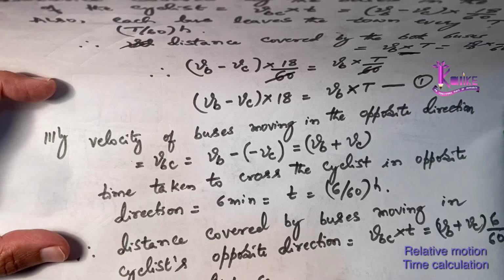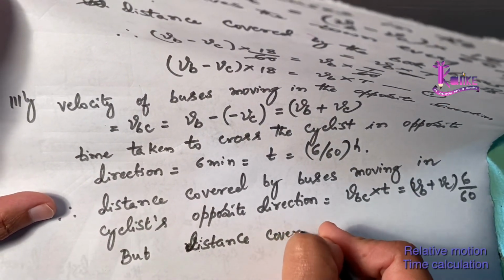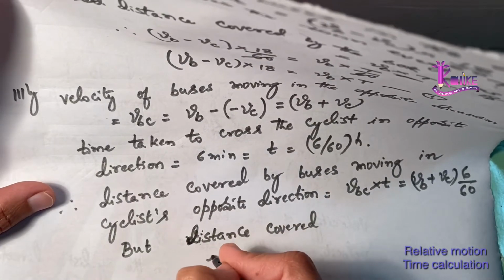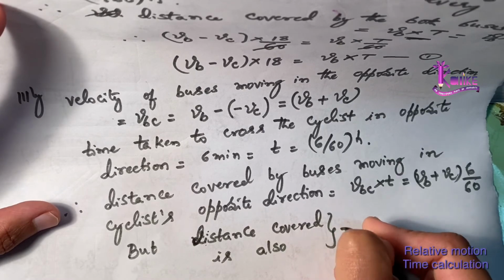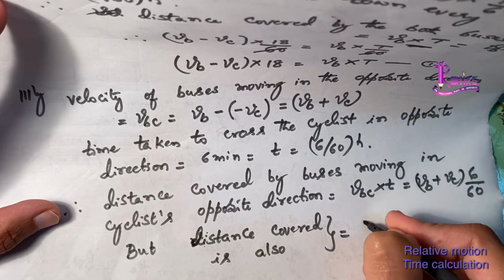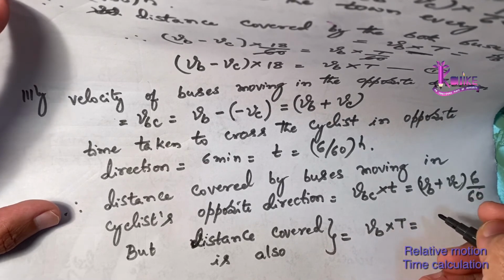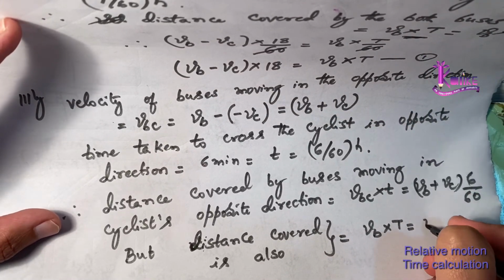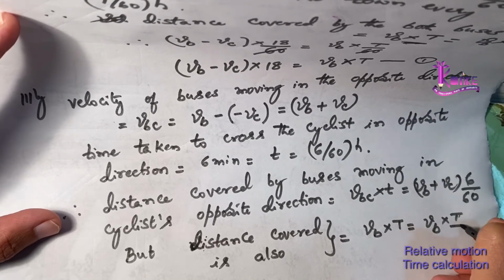Therefore, we also know the distance covered is also equal to how much? Velocity of the buses into capital T, that is the time it takes to leave each town. So this is in minutes, we convert that into hours, so it becomes VB into T by 60.